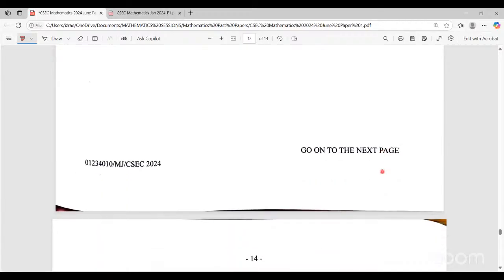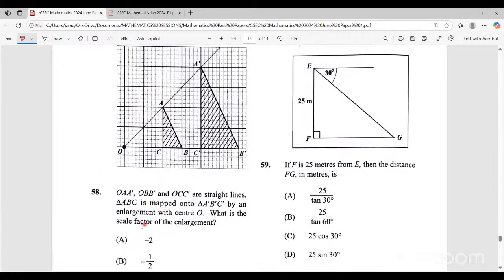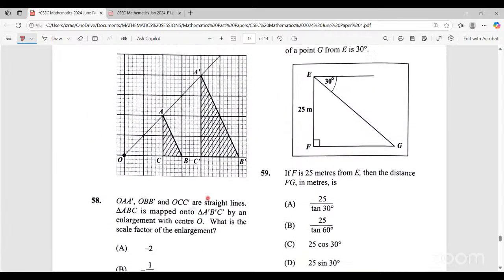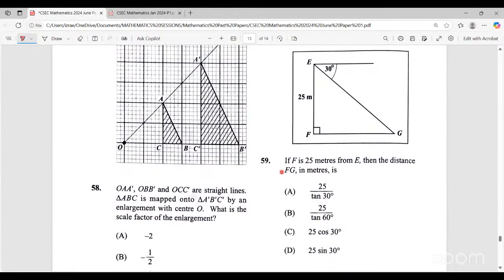58. What's the scale factor, the enlargement? If this is 2 blocks and this is 4 blocks, 4 over 2 will give you 2. And it's not minus 2 because it's an enlargement, not a shrink. It's not shrinking. So that's D as in dog.